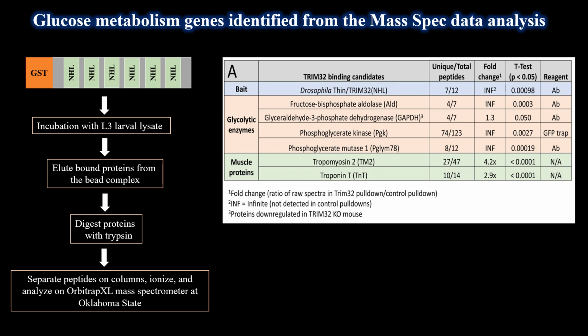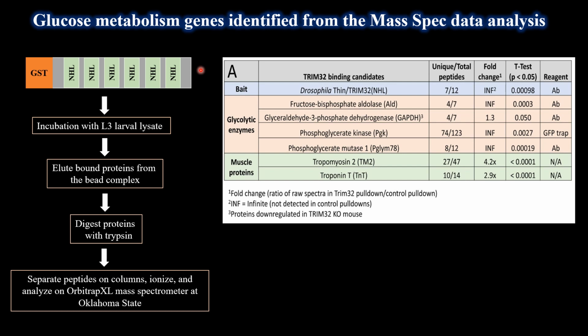Since the overall goal of our project was to identify new substrates that bind to TRIM32, and we know that NHL repeats mediate protein-protein interactions, we focused our study on the C-terminal part of the protein. So I expressed the C-terminal part of the protein, fused it to GST, and immobilized it onto beads. Then I incubated it with L3 larval lysate and eluted the protein bound to the fusion protein. The eluted protein complex was sent off to Oklahoma State University for mass spec analysis.